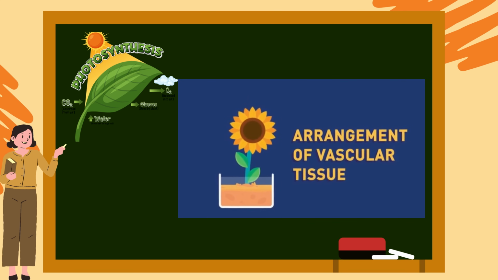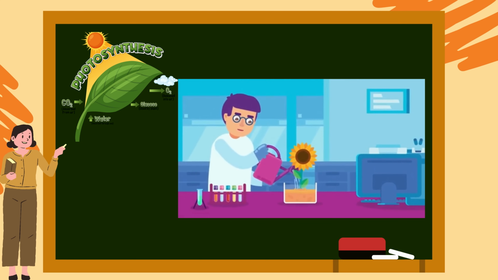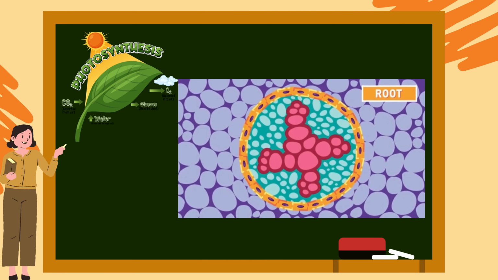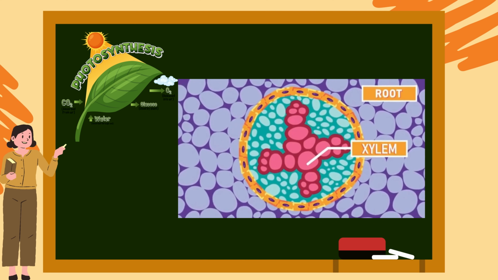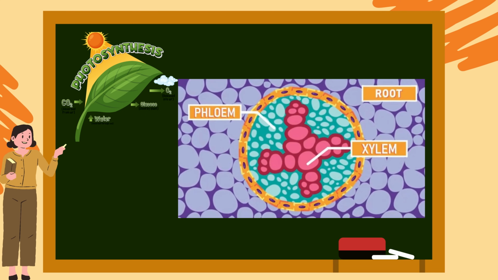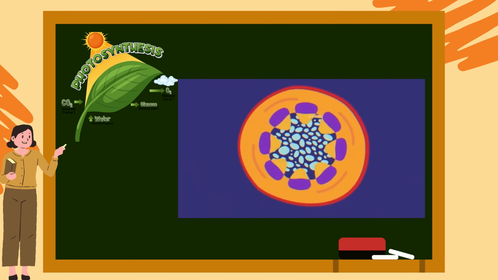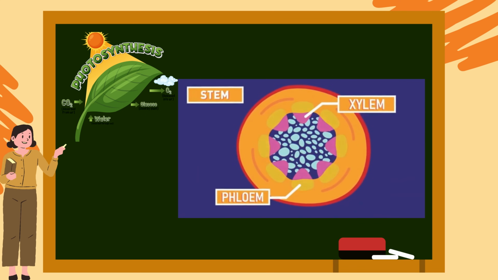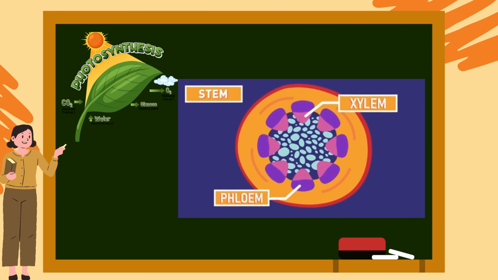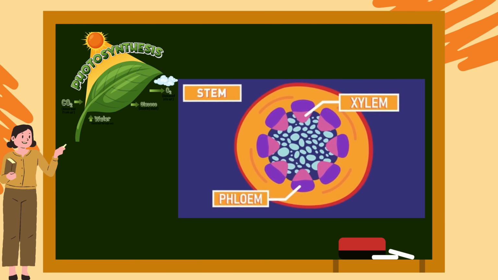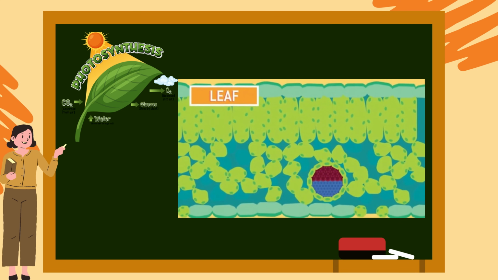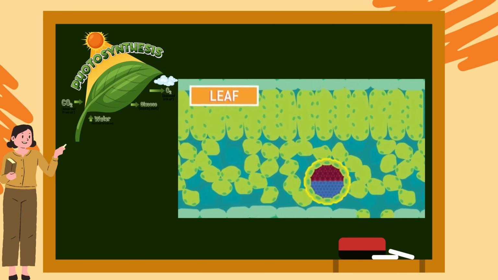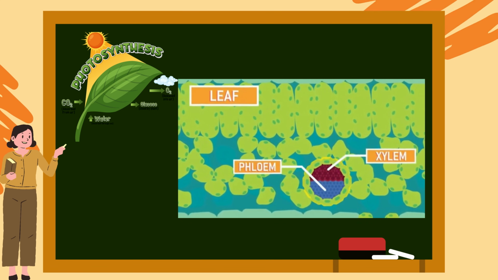Arrangement of vascular tissue. The vascular tissue has different arrangements in various parts of the plants. In the roots of the herbaceous dicot plants, the xylem forms an X shape in the middle, while phloems fill around the xylem. The xylem and phloem in the stem are clustered into a circular shape. These clusters are located near the edge of the stem, while in the leaves, xylem and the phloem are located in the vascular bundle with the xylem positioned above the phloem.